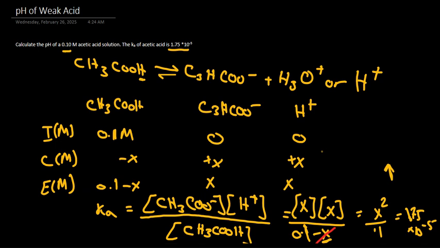So now how do you solve that? In order to solve for x squared, you have to multiply both sides by 0.1. When you multiply both sides by 0.1, you get 1.75 times 10 to the minus 5 times 0.1, which should give us 1.75 times 10 to the minus 6. So you end up with 1.75 times 10 to the negative 6 equals x squared. For that, take the square root of both sides.